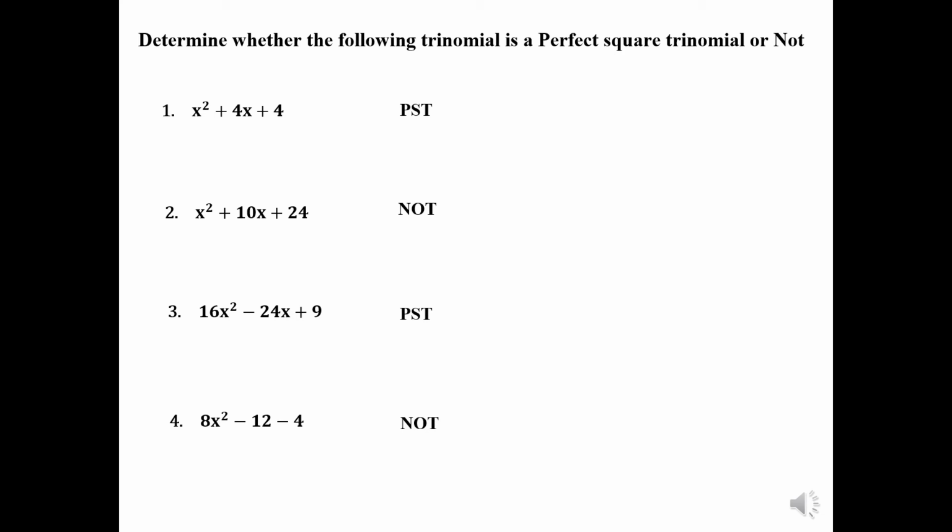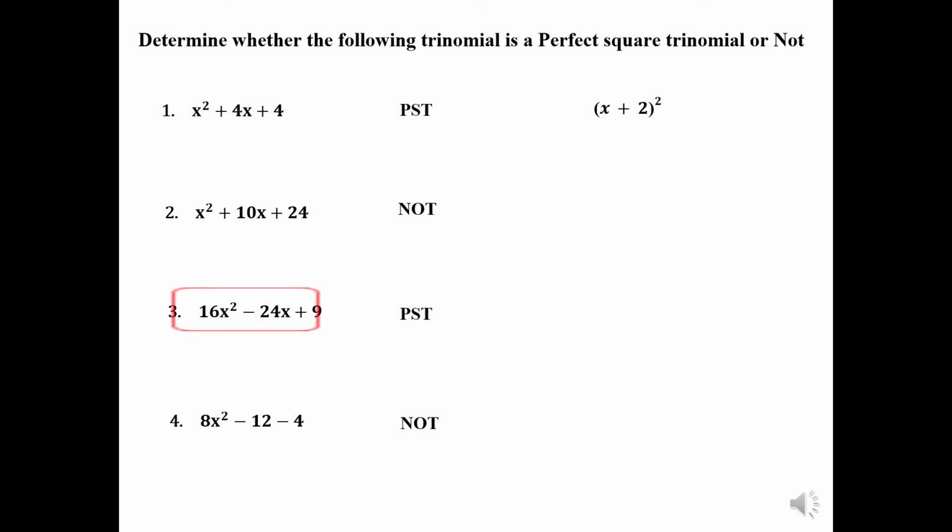Good thing about perfect square trinomials is that they're very easy to factor. Look at x squared plus 4x plus 4, for example. In factoring a perfect square trinomial, just get the square roots of the first and the last term. In this case, x and 2. Copy the sign of the middle term. In this case, it's positive, and square them.